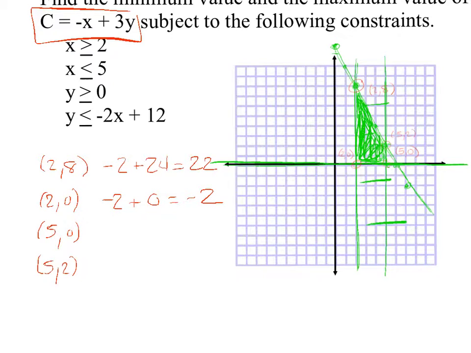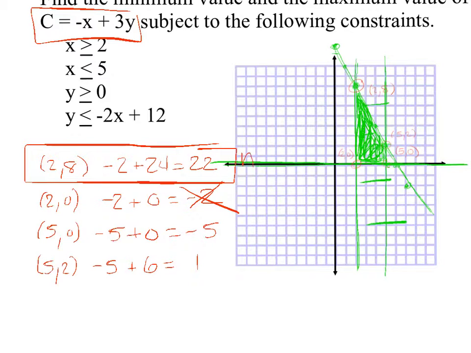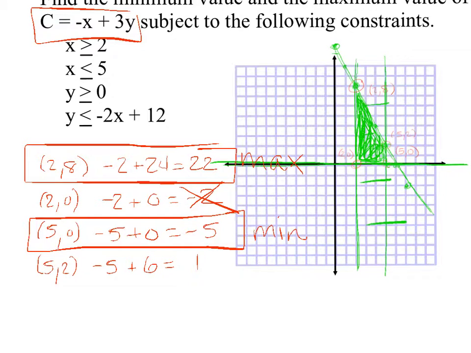That's pretty small. Then I have a negative 5 plus 3 times 0 is 0, so it gives me negative 5. So I know negative 2 is not going to be either one because it's in between the two. And then I have negative 5 plus 3 times 2 is 6, that gives me 1. So what I'm looking for is my biggest number and my smallest number. My biggest number is 22, so 2, 8 is going to be my maximum. And then my minimum is going to be 5, 0, because negative 5 is my smallest number. So there's my minimum. And it's fine if you do it that way, where you just highlight or circle your point and then the actual number of the max, and then label it. You need to make sure you tell me whether it's the max or the min.